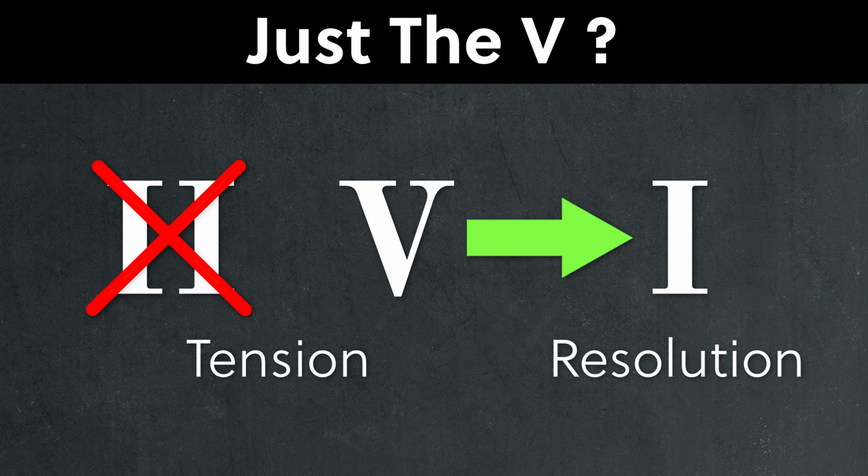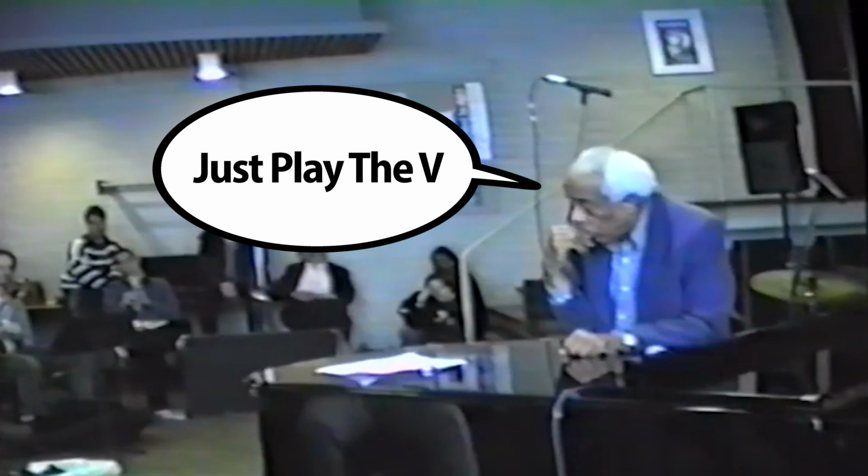Barry Harris would often tell players over a 2-5, just play the 5. Now you wouldn't do that every single time, and I'm not saying that the 2 doesn't matter, but it is a really useful trick to have available when you're soloing, because it helps you hear what creates tension and how it resolves.